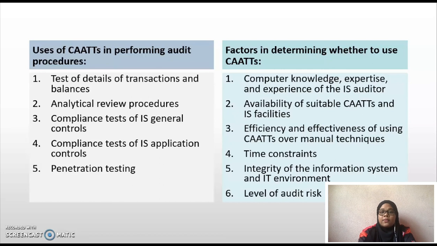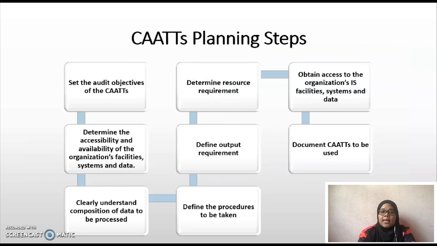It is computer knowledge, expertise and experience of the IS auditors, availability of suitable CAATs and IS facilities, efficiency and effectiveness of using CAATs over manual techniques, time constraint, integrity of the information system and IT environment, and lastly, level of audit risk. Next, there are 8 CAATs planning steps.